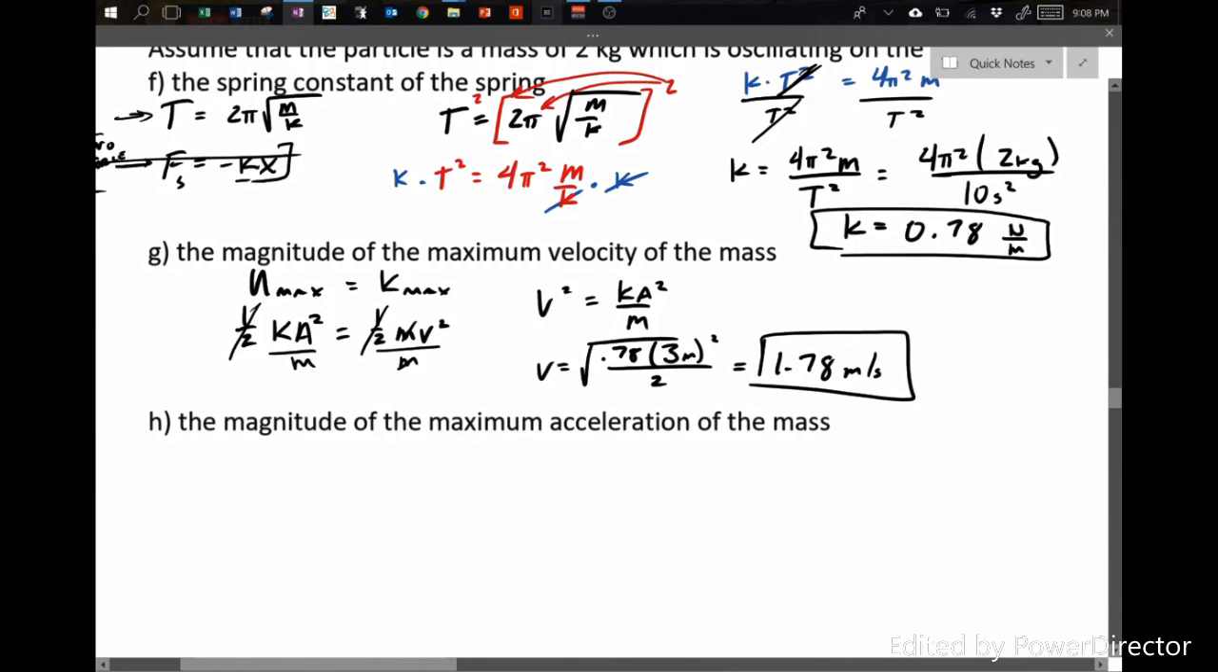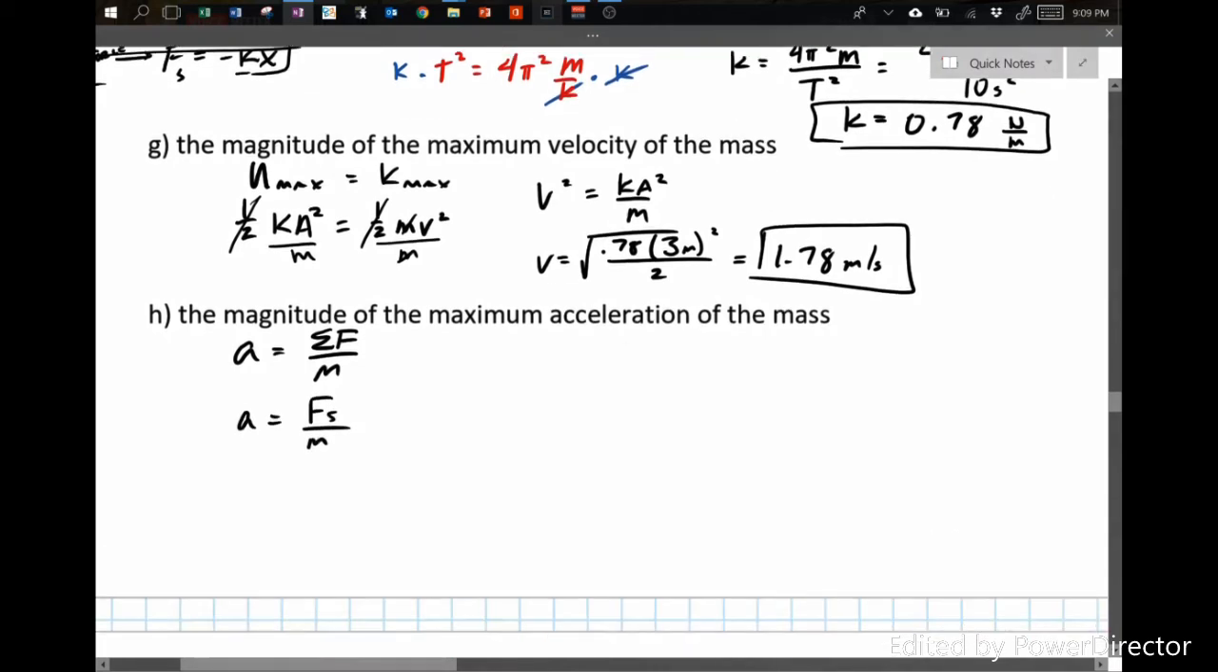Well, now we can finally get to information about the force. I know that acceleration is equal to the net force acting on my mass divided by the mass. Well, that's just the force on a spring, because that's the only force that's acting. So my acceleration is going to be kx over the mass. I'm not necessarily worried about the negative sign because it's asking about magnitude, which is just a fancy word for size.